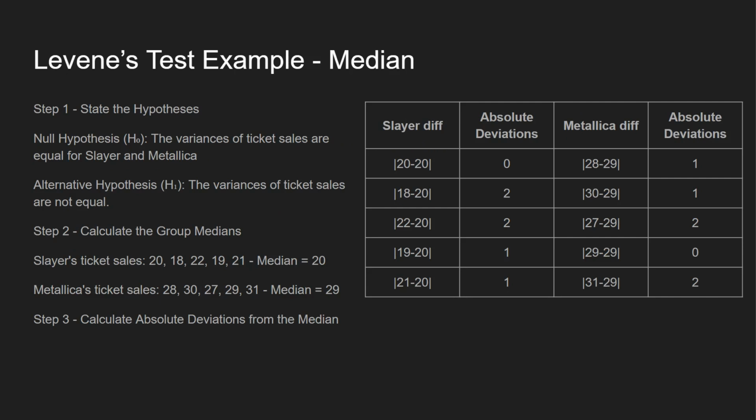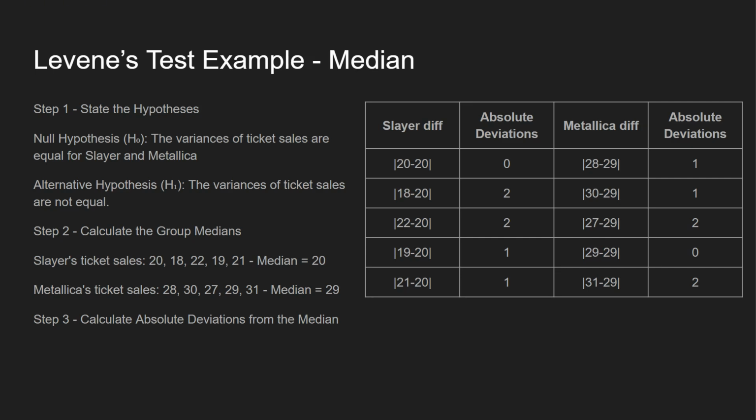All right, so I'm going to go through this example of the median just because it's a little bit faster to calculate. And again, don't worry, we'll be going over some mean examples as well. So first thing, state the hypothesis, right? So null, the variances of ticket sales are equal for Slayer and Metallica. Alternative, the variances of ticket sales are not equal. Then calculate the medians. Slayer is 20, Metallica is 29.